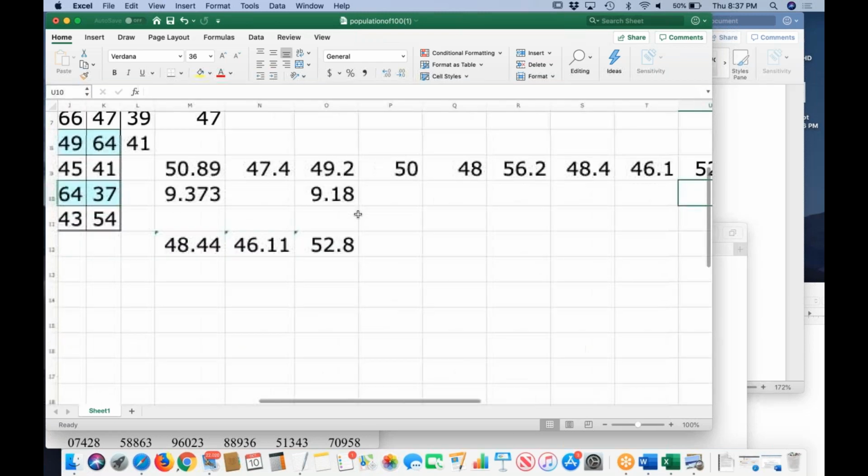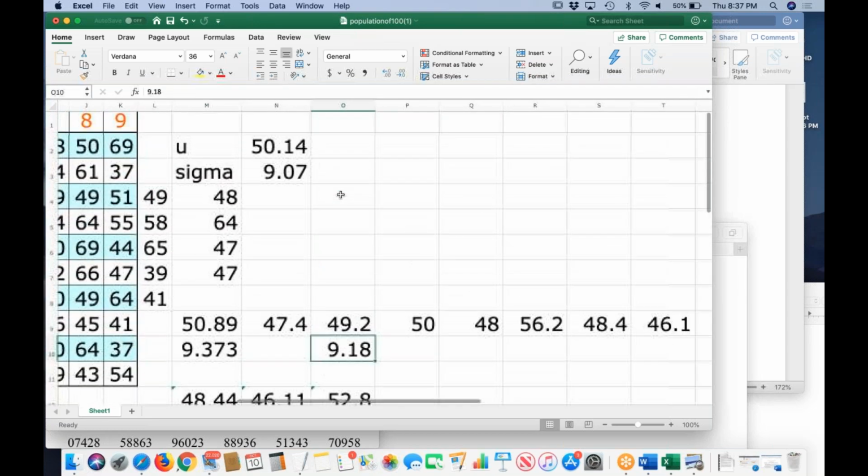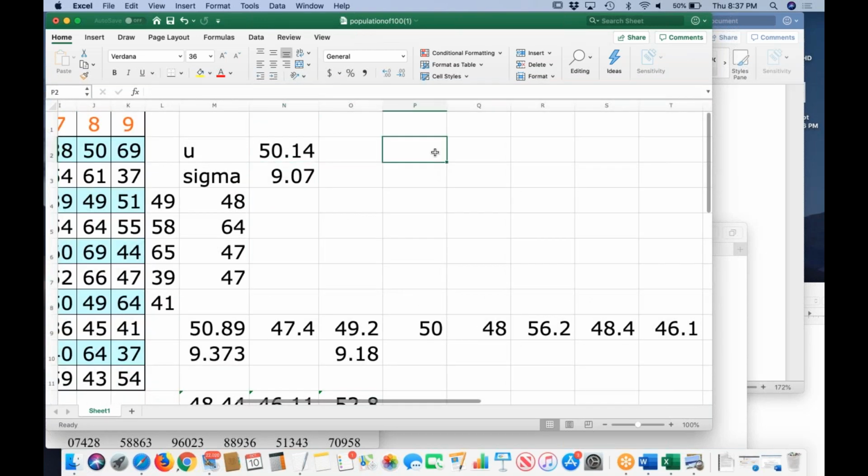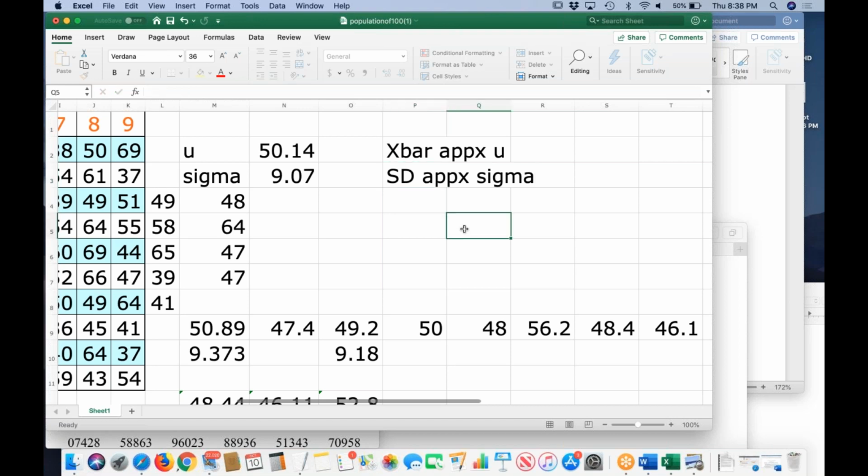Okay, what about this? A couple of standard deviations I calculated, 9.37, 9.18. It's also similar, right? So the mean of our sample, X bar, approximates mu, and the standard deviation of our sample approximates sigma. That's what we're after. That's why we're taking a sample, because we want to understand the mean and the distribution of this population.